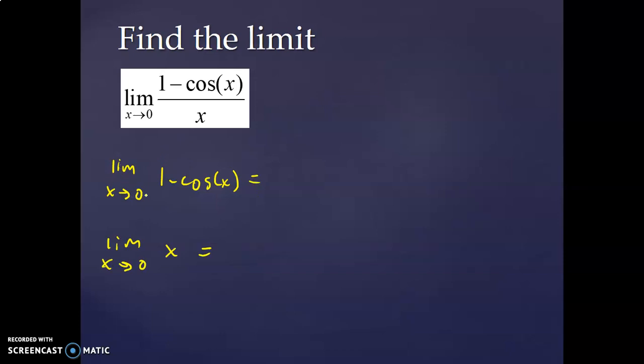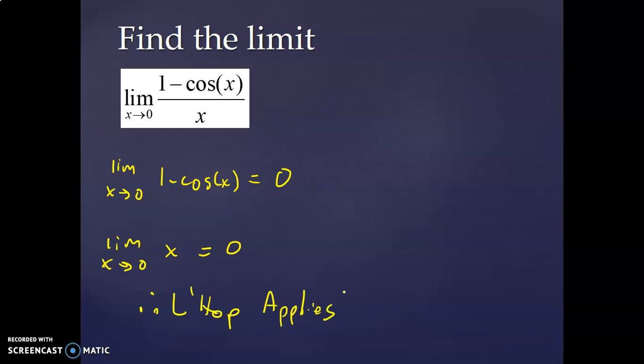So limit as x approaches 0 of 1 minus cosine of x is 0. You can write 1 minus cosine of 0 equals 0, but you can skip that step. You just need to show that you thought about the limit and you know that it's equal to 0. And you thought about the limit on the bottom, and that is also equal to 0. Then I can use L'Hop.